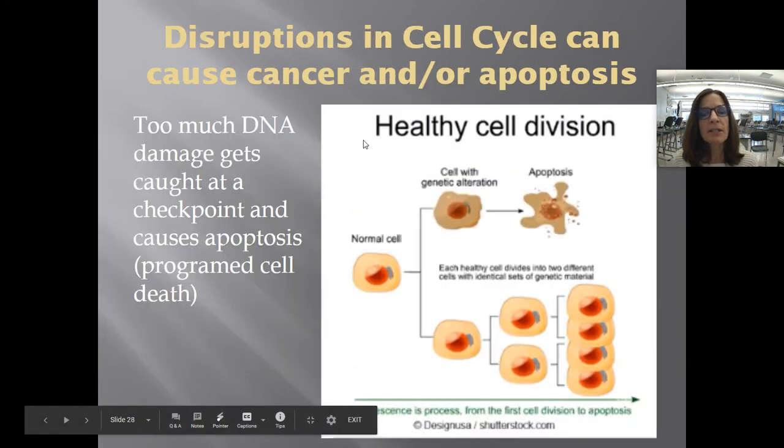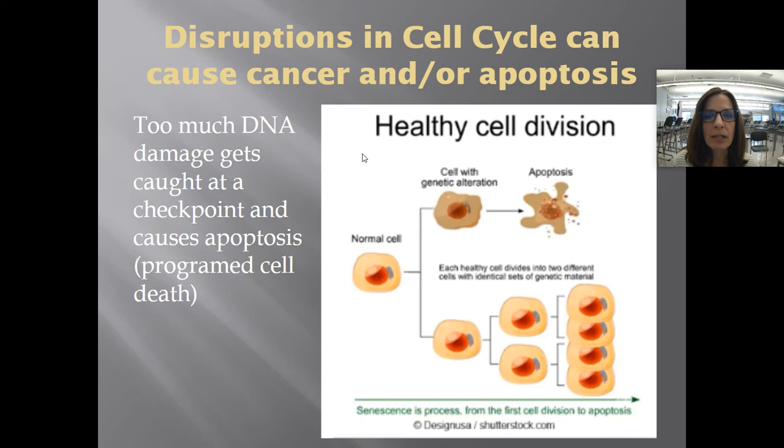Okay, so let's talk about disruption. So in AP Bio, you not only need to know the cell cycle, you need to know what happens when it gets disrupted, right? And that can cause cancer, or it can cause, it's almost my favorite word in biology, apoptosis, which is cell suicide.